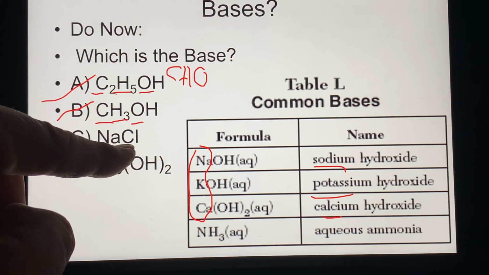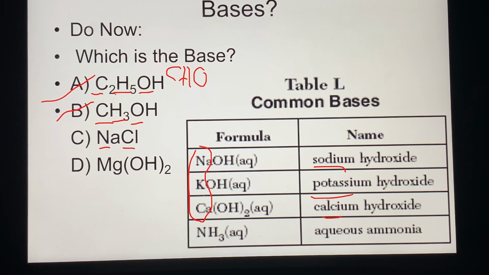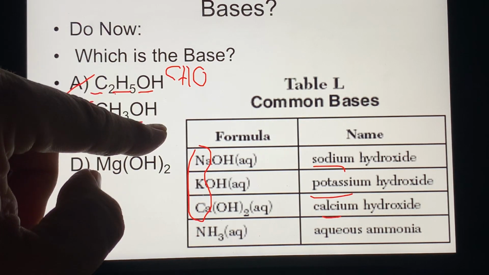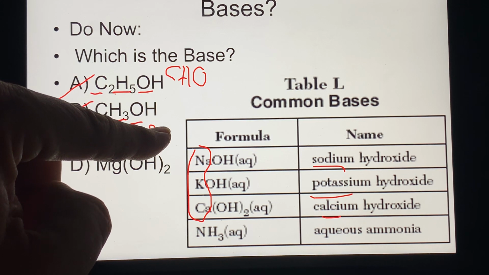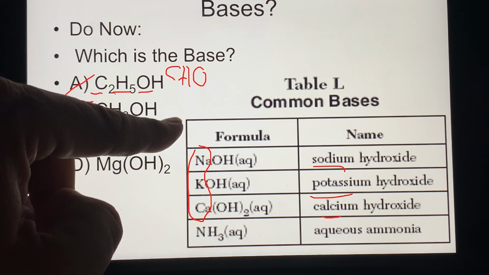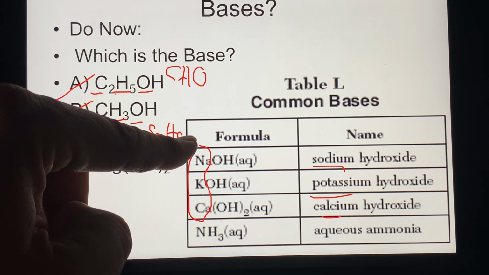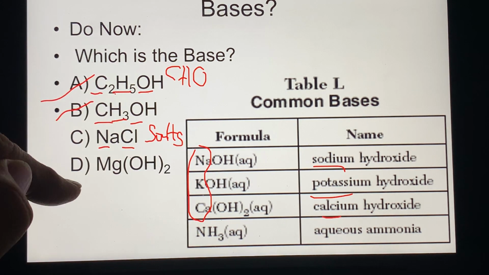I see a metal with a non-metal. What type of bond is that? That's right, ionic. And ionic bonds form salts. So salts are not bases. A base, we said, was a metal with the OH.